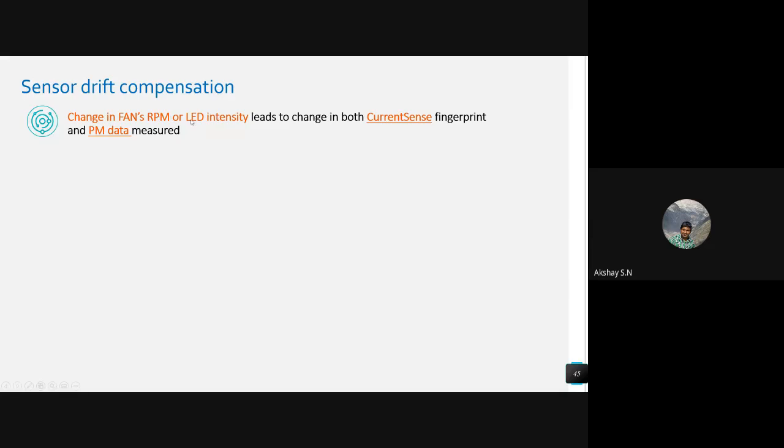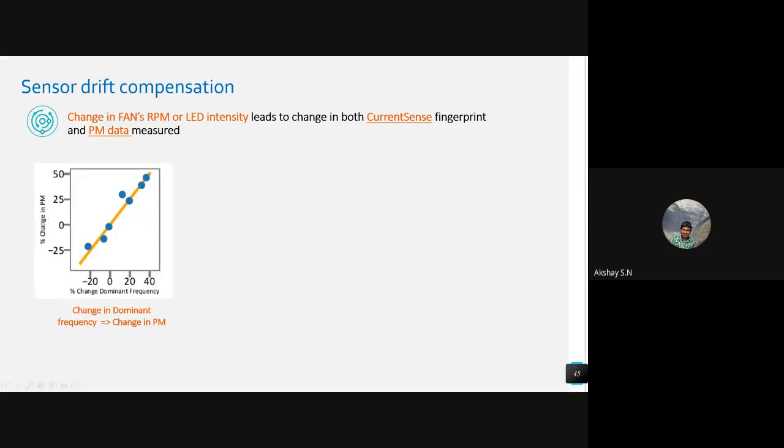As I told you, sensor drift means that there is some change in the sensor components. In this case, the change could be either fan speed has reduced because of dust, or LED intensity has reduced because of wear and tear. When either of these occurs, it also changes the current consumption. We can now measure the current and then tell whether there was a change, which implies there is a change in the pollution data.